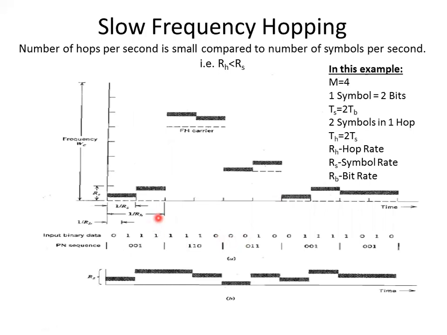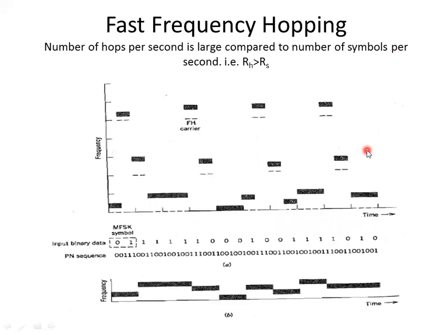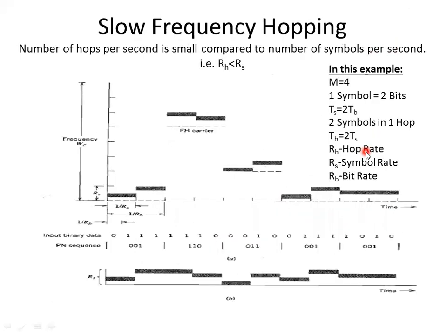In the frequency hopping technique, there are two cases. One is slow frequency hopping and the other one is fast frequency hopping. What is slow frequency hopping, and what is fast frequency hopping? Here is an example of slow frequency hopping. The name slow frequency hopping means the hopping rate is very slow. The number of hops per second is small compared to the number of symbols per second. That means the hop rate is smaller than the symbol rate.